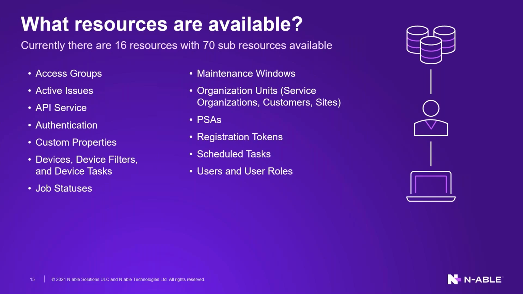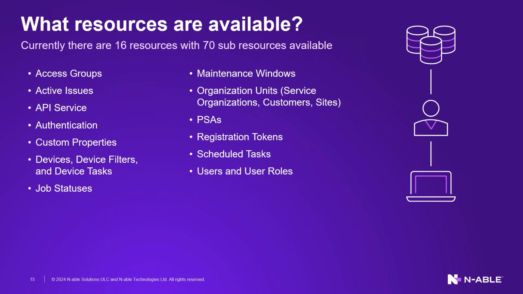These include things like active issues, where you can retrieve active issues from customers or sites via the APIs. You have custom properties, which is always a popular example of using APIs. So if you want to pull a list of custom properties or pull a single custom property for multiple devices, for example, or maybe you want to update custom properties, you can leverage APIs for that.